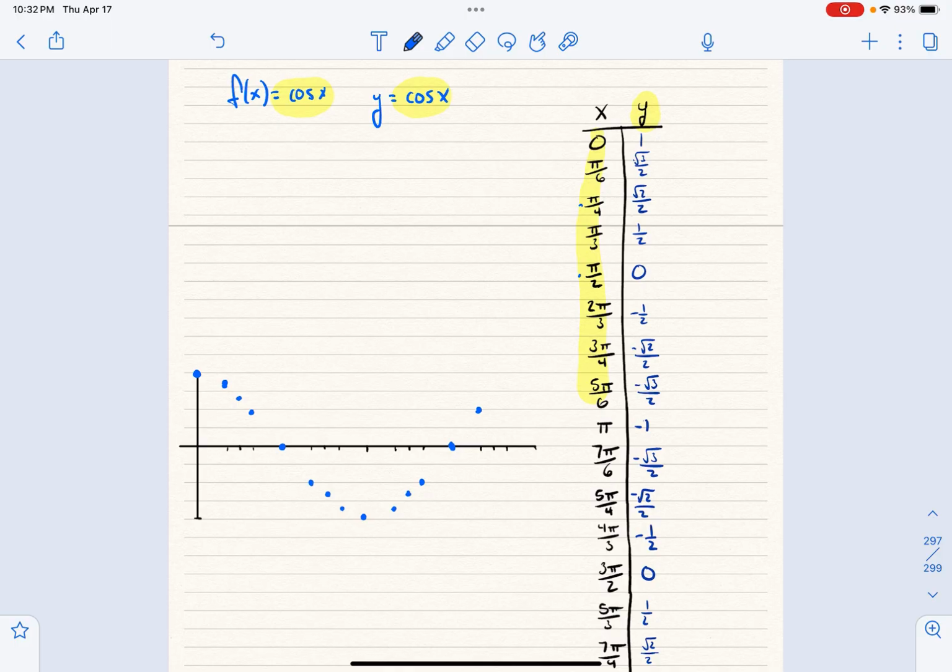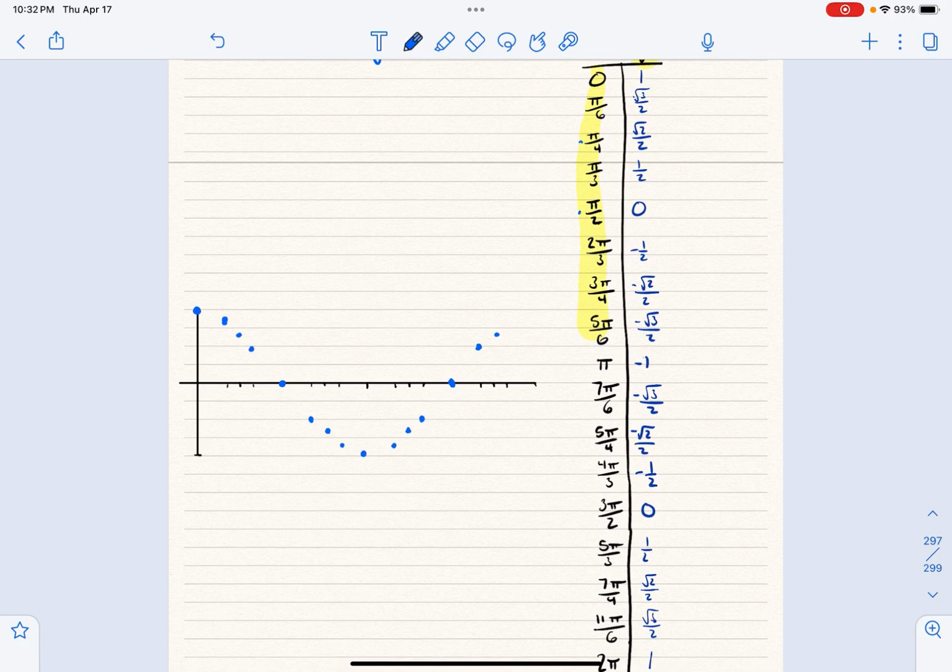At 7 pi over 4, we're at that 0.7. And at 11 pi over 6, we're at that 0.87. And lastly, at 2 pi, we're back up at 1. Now again, I'm not drawing this great, and it might look like it has some straight sections, but this is super duper curved. And it should look something like that.